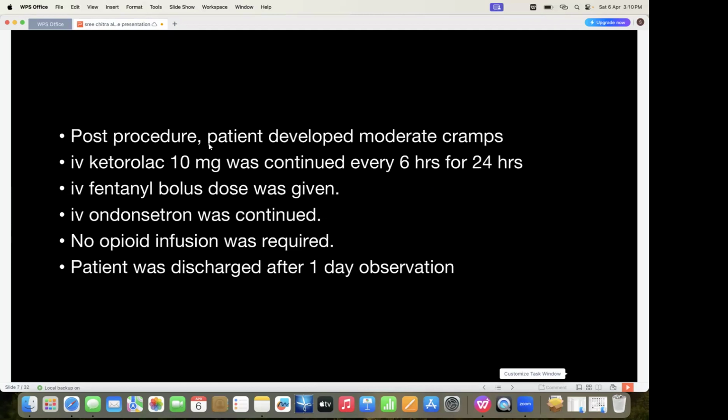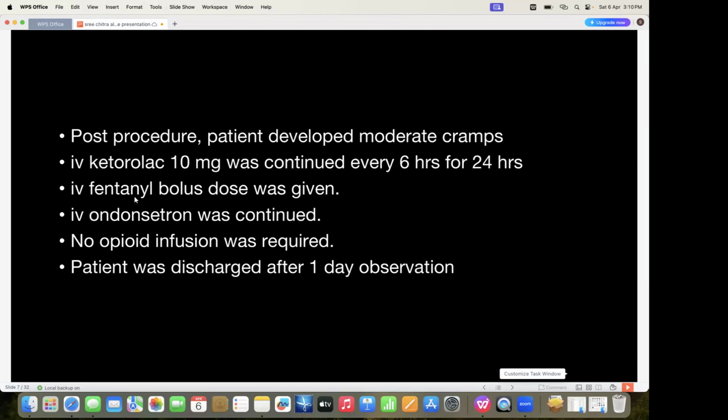Post-procedure, the patient developed moderate cramps, but the pain was lesser, especially when compared to embolizations performed without this plexus block. Then in the post-procedure period, we continued IV ketorolac 10 mg every 6 hours for 24 hours. One patient, even despite plexus blockade and IV ketorolac, had slightly more pain.